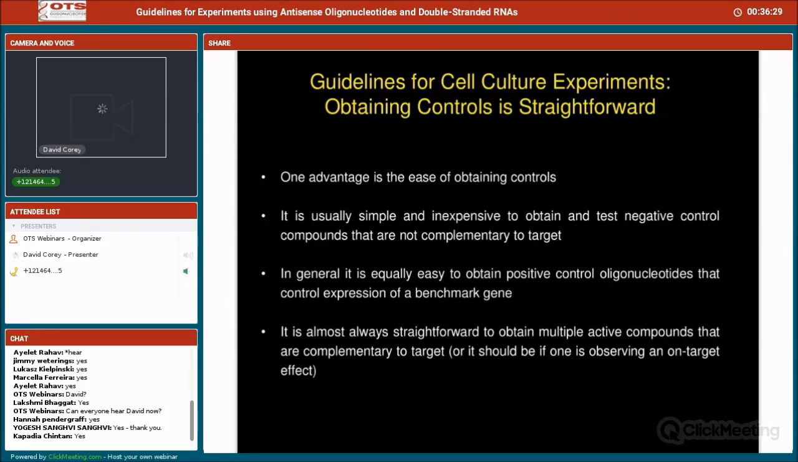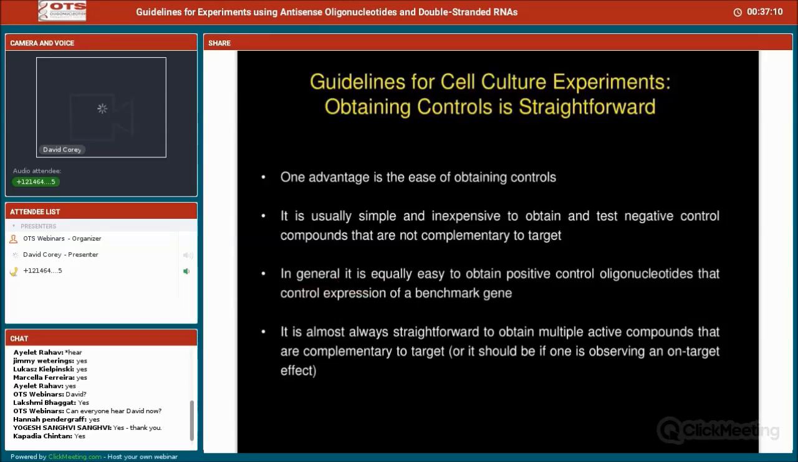One of the great advantages of our field versus other fields that we have not taken full advantage of is how easy it is to obtain controls. It's usually going to be simple and relatively inexpensive to test negative control experiments, that is, compounds that are not complementary to the target. All you do is go to your oligonucleotide supplier, design compounds that aren't complementary, and fit them into your testing protocol alongside the oligo that you believe is going to have some kind of on-target activity.